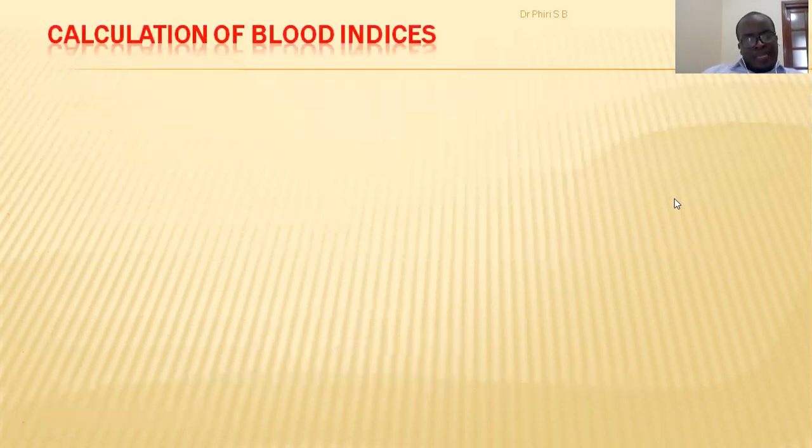Okay. So how do you calculate the blood indices? Let's look at the significance of these blood indices and how you can calculate them. For each index that you're going to use, how can you calculate it, and what does that tell you?